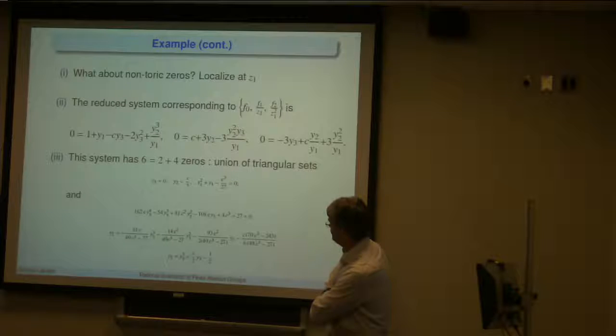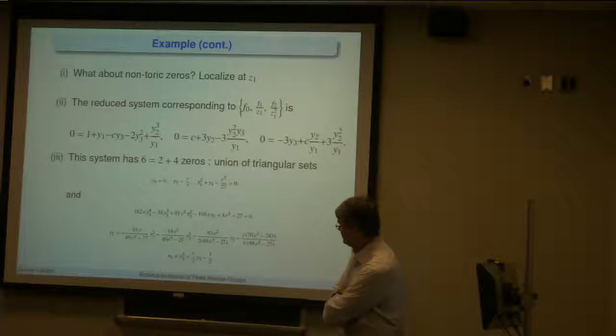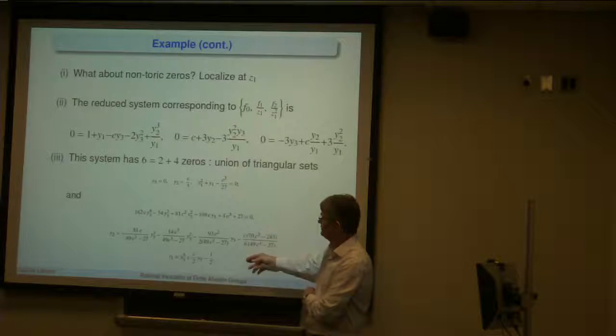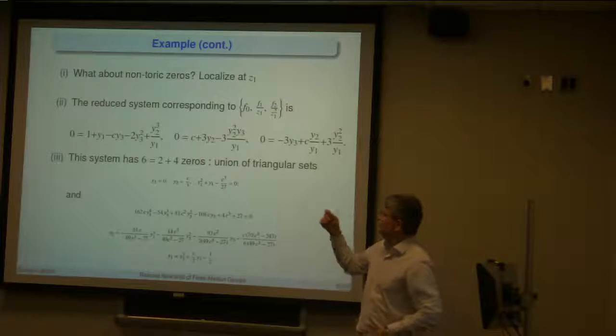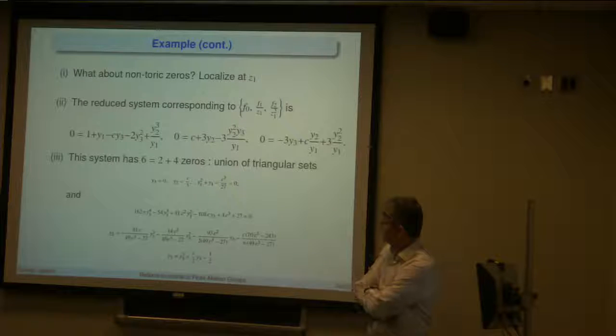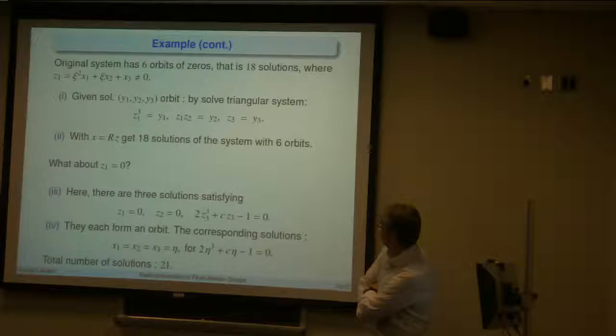Turns out the system has 6 zeros, sort of a union of these two triangular sets. Okay. And so that's fine. I solve them. I get 2 zeros here and 4 zeros from this triangular set. So now I've got 6 solutions, all with z1 not equal to 0, or y1 not equal to 0, I see. So the original system has 6 orbits and there's 18 solutions, where z1 is, again, that combination of the original x's, not equal to 0.